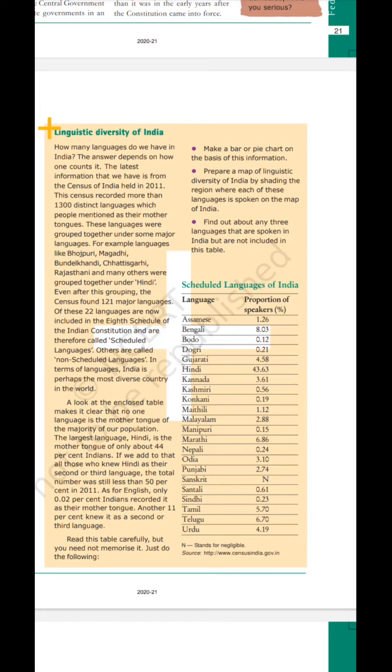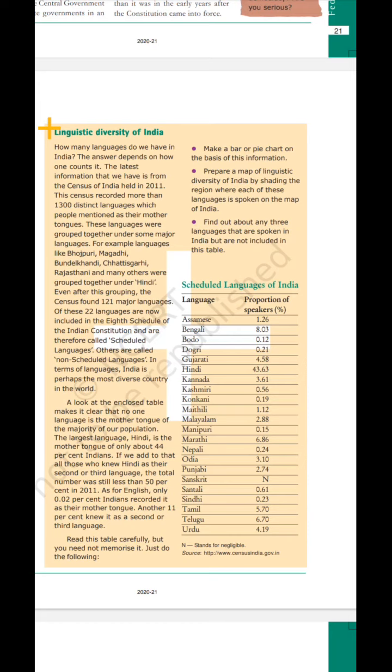These languages were grouped together under some major languages. For example, languages like Bhojpuri, Magadhi, Bundelkhandi, Chhattisgarhi, Rajasthani, and many others were grouped together under Hindi. Even after this grouping, the census found 121 major languages. Of these, 22 languages are now included in the 8th Schedule of the Indian Constitution and are therefore called scheduled languages. Others are called non-scheduled languages.